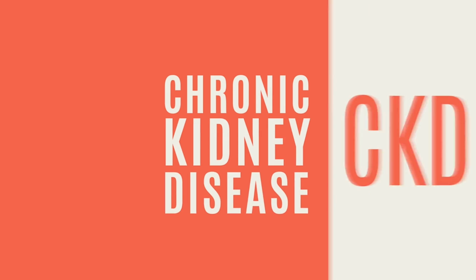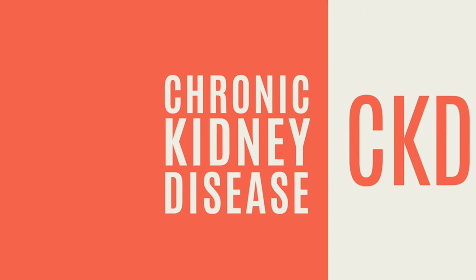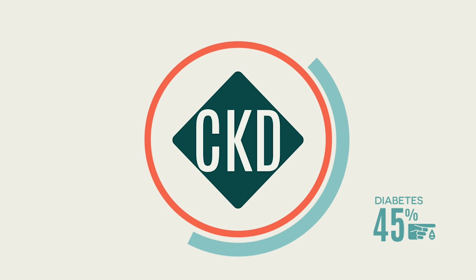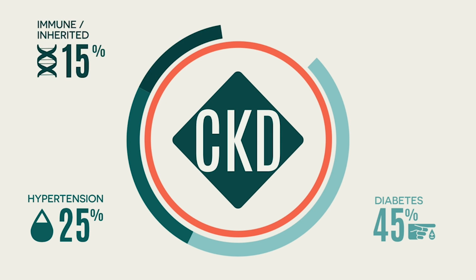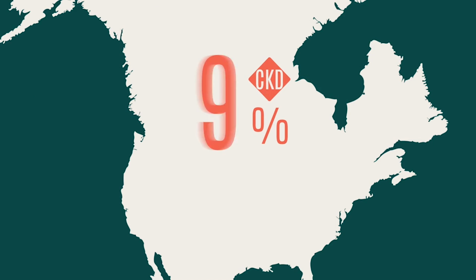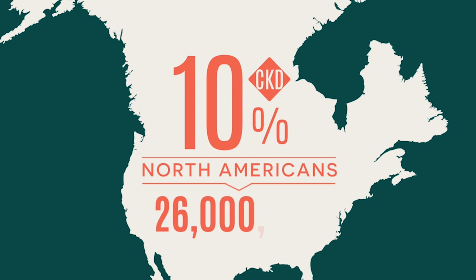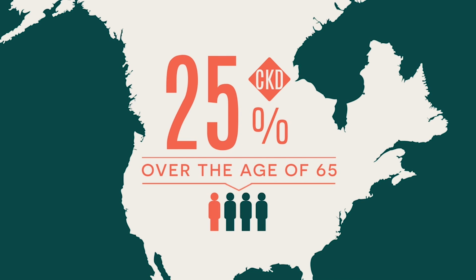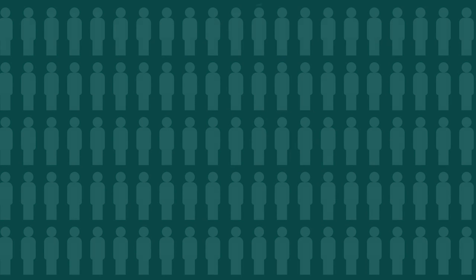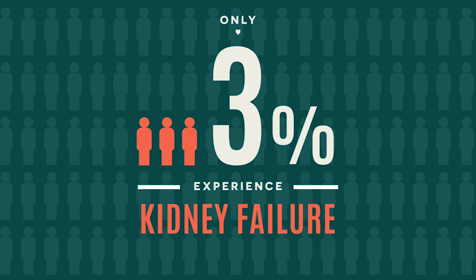Chronic kidney disease, or CKD, is a condition where your kidneys gradually lose function over time. The two main causes of CKD are diabetes and hypertension, which are responsible for up to 2/3 of all cases. Immune and inherited causes and other reasons are responsible for the rest. 10% of North Americans, or approximately 26 million people, experience some form of CKD, and more than 25% of people over the age of 65 have CKD. The good news is only 3% of all CKD patients ever experience kidney failure requiring dialysis or transplant.